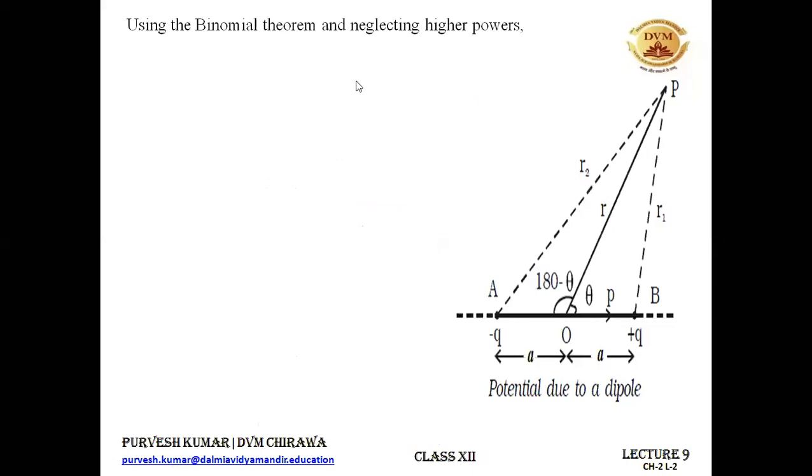So using the binomial theorem and neglecting the higher powers, 1 upon R1 becomes 1 upon R, and inside the bracket 1 plus a cos theta by R, because the 2 that was in the numerator gets cancelled out by the half power. All right. 1 plus nx. When you multiply the x with n, the 2 gets cancelled out, and that minus becomes plus because we are multiplying it with minus half. Your n is minus half over here.